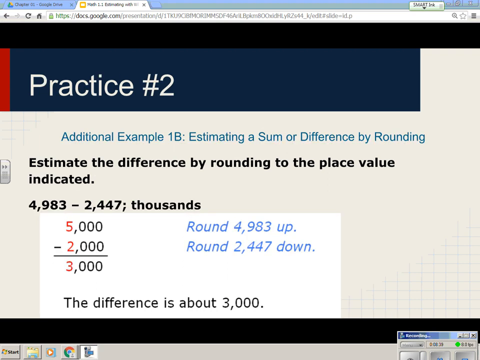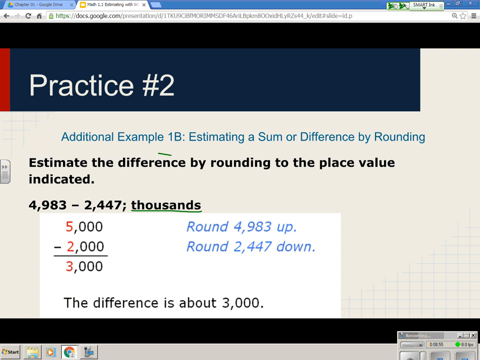Now here's a second problem. You don't have to write this one down if you don't want to. This time we're going to estimate the difference, so that means we're looking at a subtraction problem. And this one we're going to be rounding to the thousands place value. So let's see if we can identify the thousands.